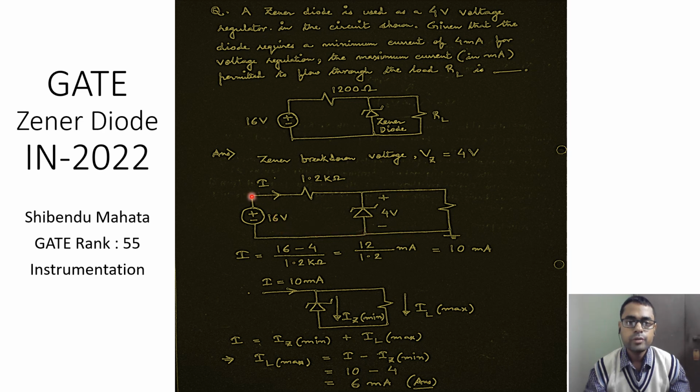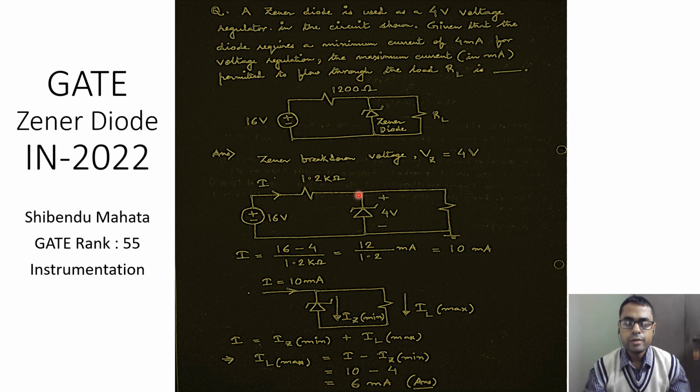and therefore the current between this node and this node, or in other words, the current flow through this resistor, is constant, because the Zener diode will hold on to its Zener breakdown voltage of 4 volts. Therefore, the current I can be formulated as (16 minus 4) divided by 1.2 kilo ohms, and therefore this is equal to 10 milliamperes. So the current drawn from the 16 volt source is 10 milliampere.